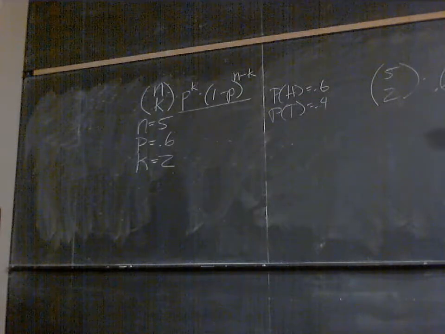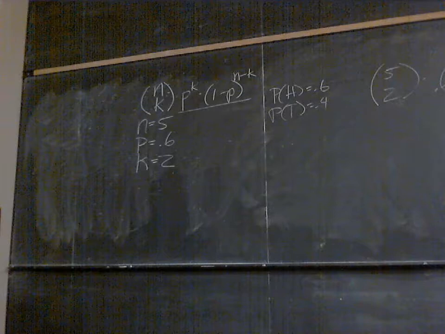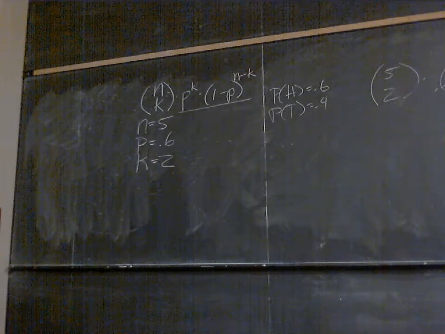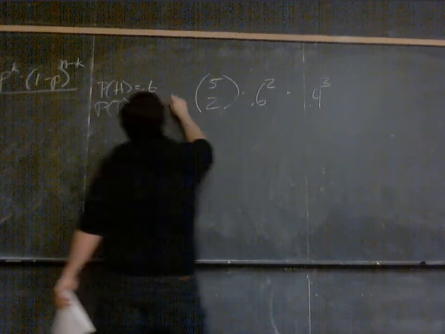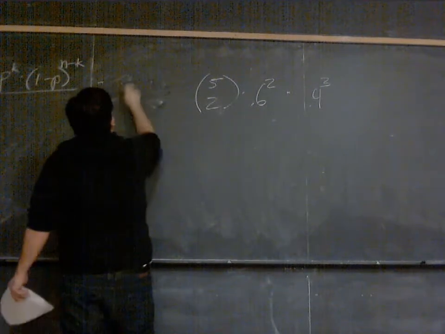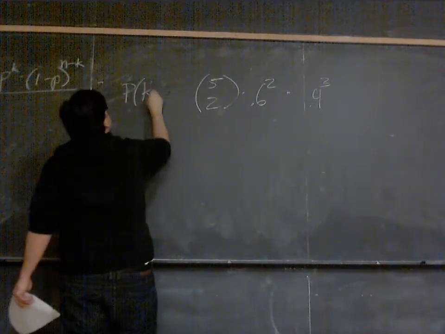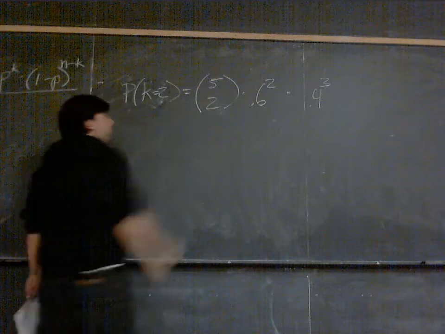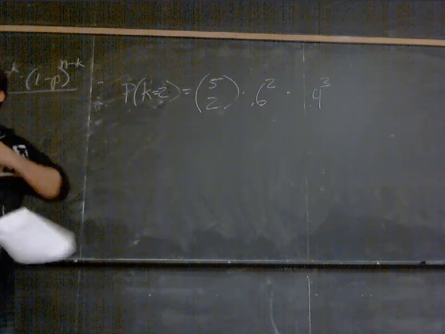It's raised to the power of n minus k. So n is 5, k is 2, because I have 2 heads, that means I have 3 tails. So that's why n minus k is 3. And this, of course, all gives me the probability that k equals 2. In other words, the probability that I get 2 heads out of these 5 tosses.